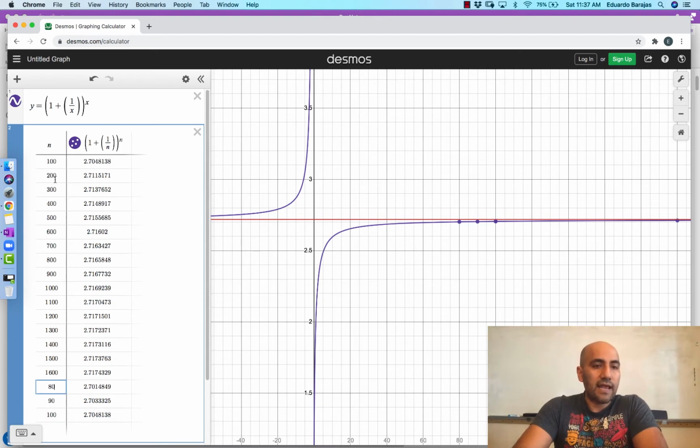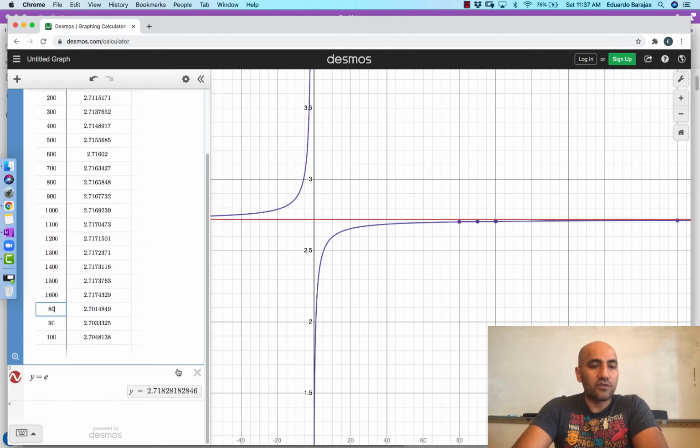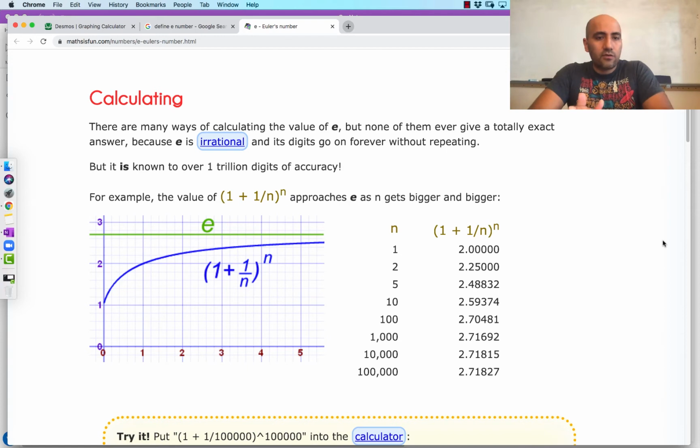Okay, we see that now if I'm going by multiples of 100, the outputs are getting really, really close to this number, 2.718, right? As the input values grow larger and larger, the output values are getting infinitely close to this value here. So here's a nice little graphic I found on the internet that does a nice job of presenting E.